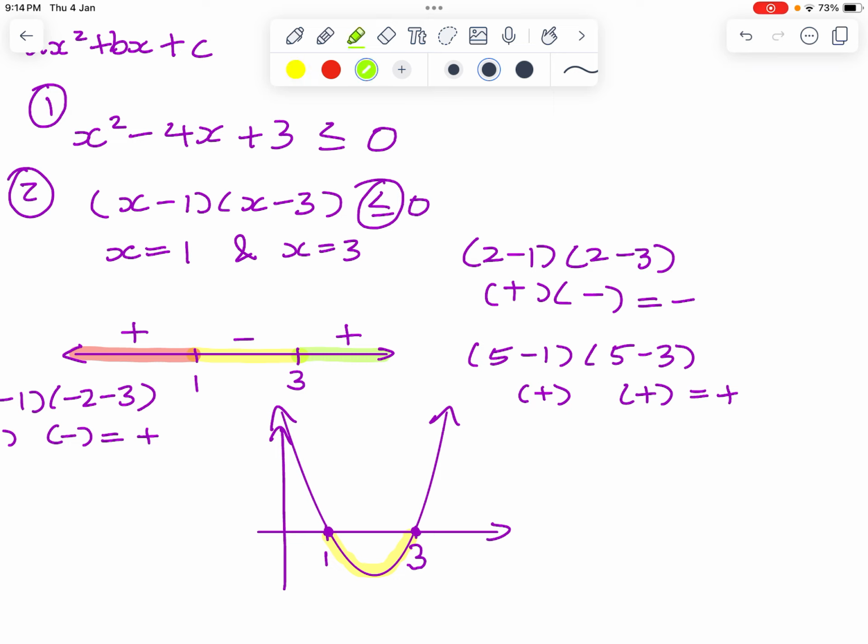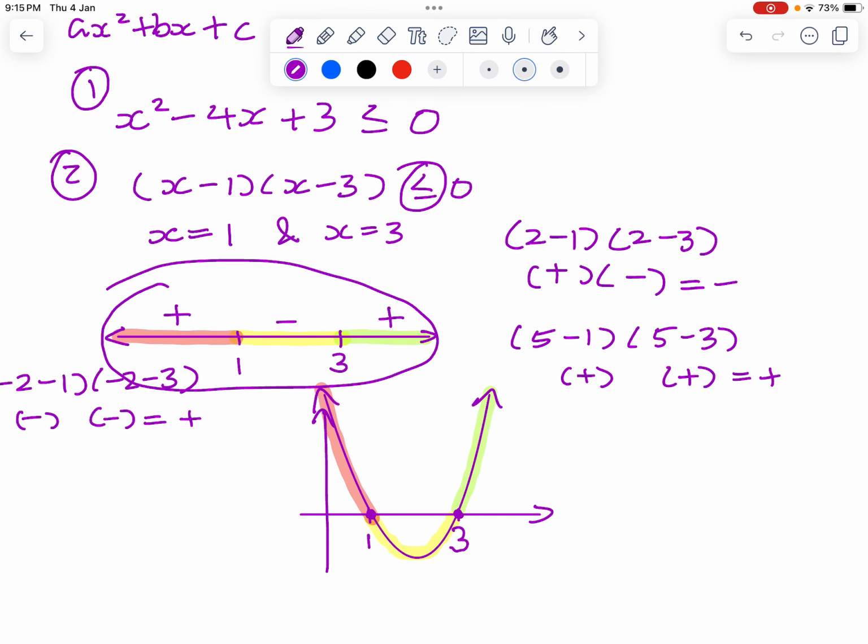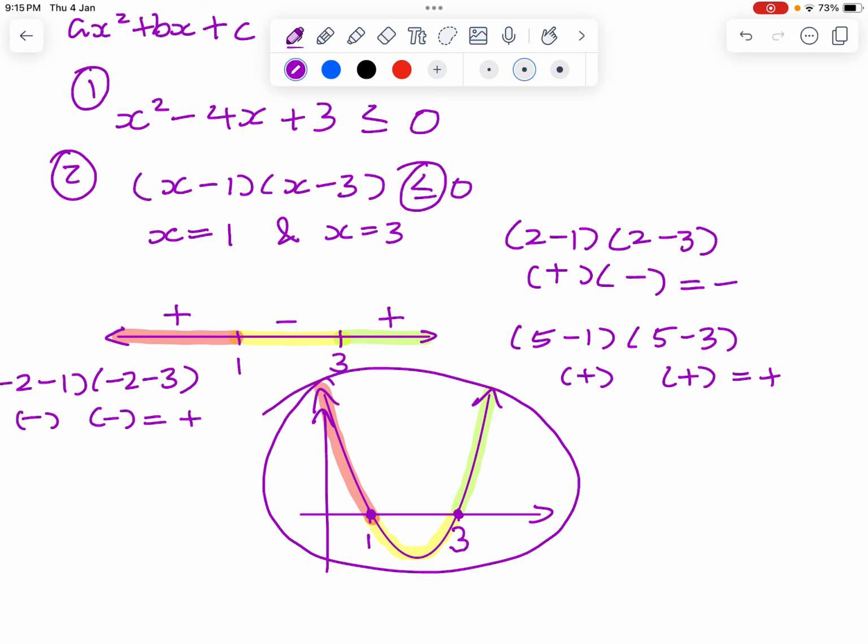And then for green, guess which part is it going to be? Is it going to be this part here, or is it going to be this part here? You're right, it's going to be 3 or above. And then on the other hand, any number below 1 would be this. So you can kind of see how the number line connects with the graph here.